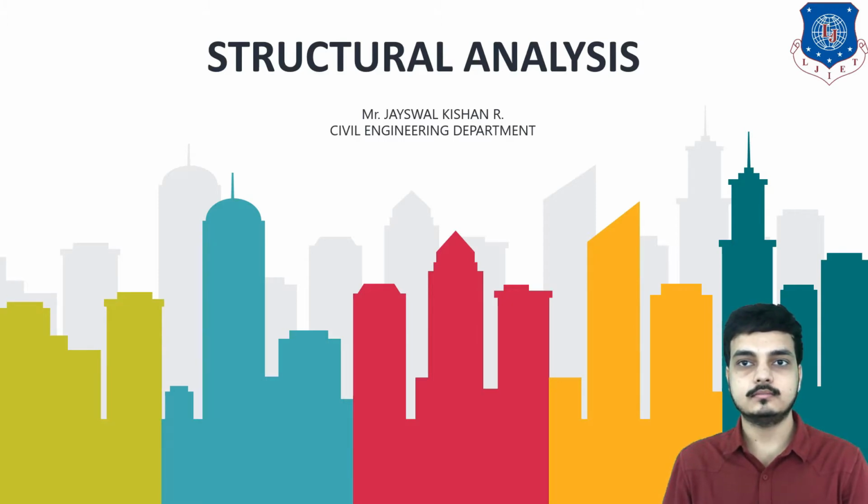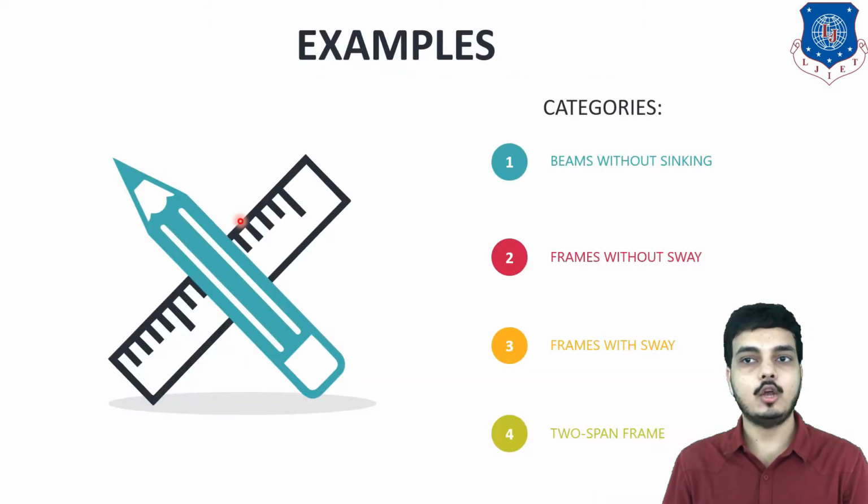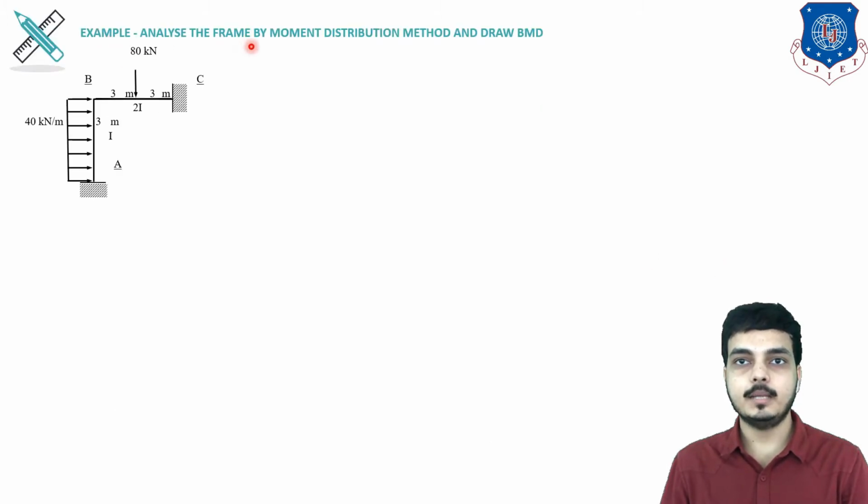Let's start. Today we are considering an example on a frame without swing. Analyze the frame by moment distribution method and draw the bending moment diagram. Here you can see a frame is given in which AB is my column and BC is my beam.